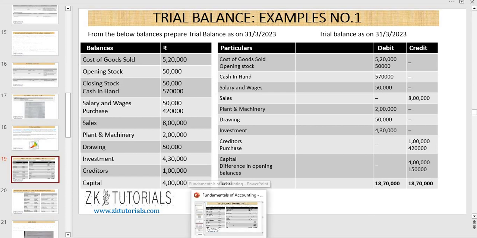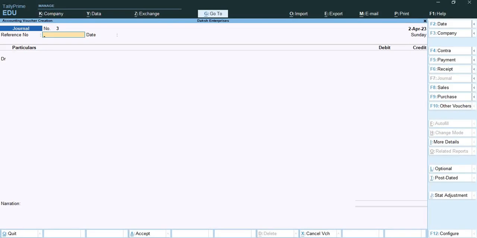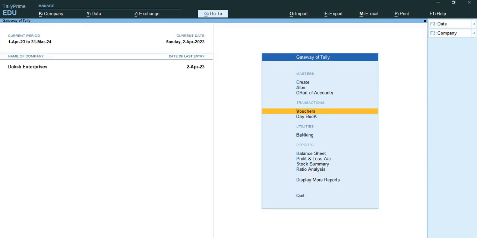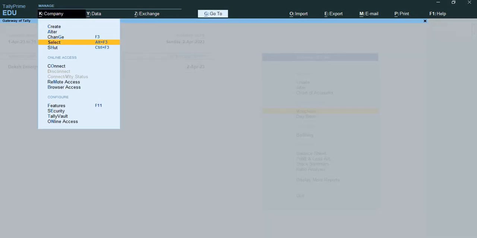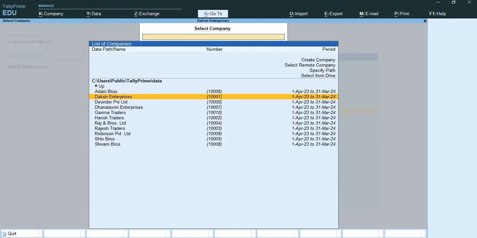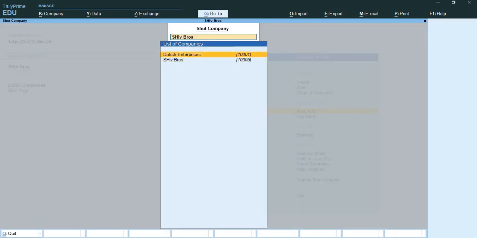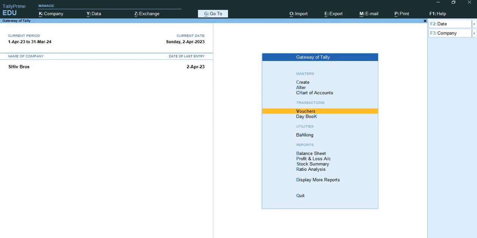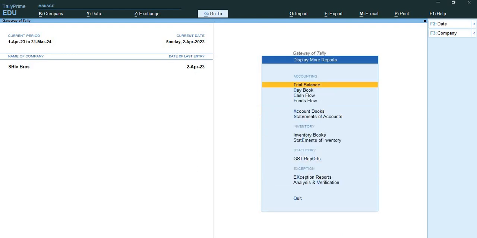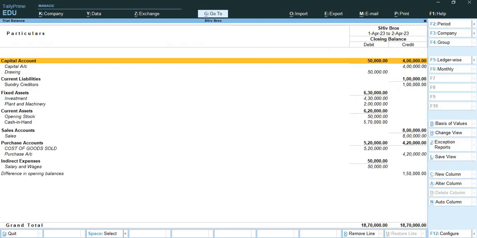So now I'll show you this example practically in Tally Prime. I'll open my company. One company I have created over here, Shiv Brothers. The rest of the company, Daksh Enterprises, I will shut down. Here I will show you the trial balance of Shiv Brothers. You can see that from the example trial balance and from the Tally Prime trial balance, my totals of debit and credit side are equal. Alright, so I'm giving you 1 minute to go through all these trial balances.